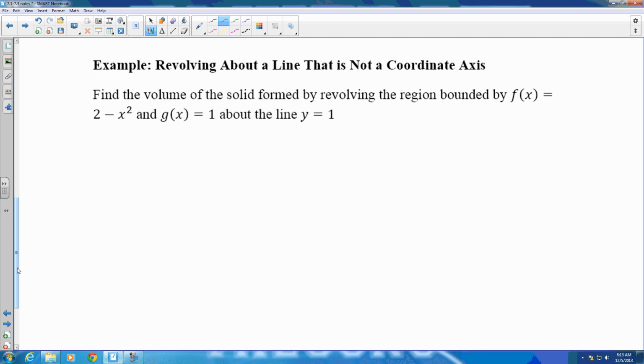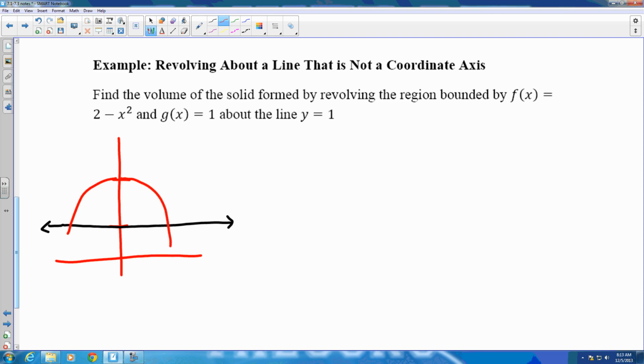Next, we are revolving about a line that is not a coordinate axis. So this time we have a solid formed by the region bounded by 2 minus x squared and 1. So here's the line y equals 1, and 2 minus x squared looks like that. So how are we going to do this? Well, this time we find our intersection points because we are not given any bounds. They intersect at -1 and 1, so that's what our bounds are going to be.